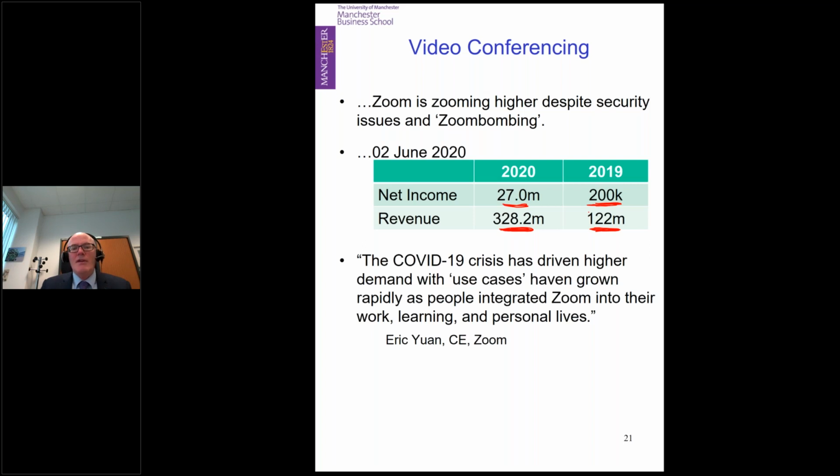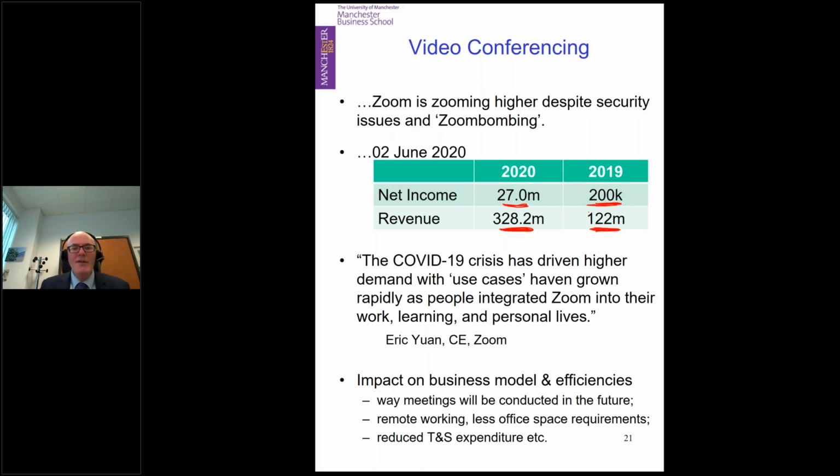And there's a statement there from the CEO of Zoom that definitely the COVID-19 crisis has driven higher demand, with use cases having grown rapidly as people now are using basically Zoom and then other video conference technologies in terms of their work, learning, and also personal lives. Okay. And we're basically also interested from a strategy and competition point of view in how all of this is impacting the business models and efficiencies.